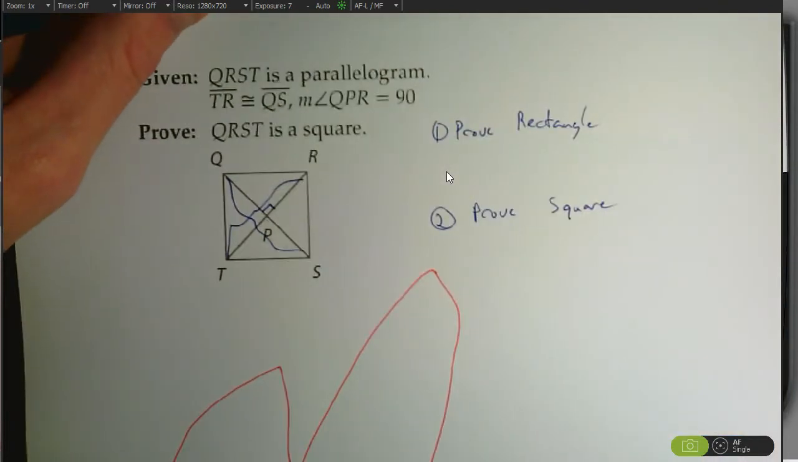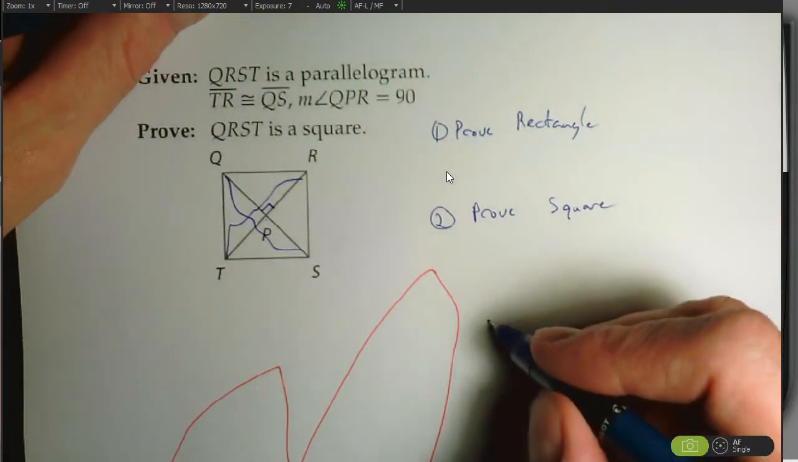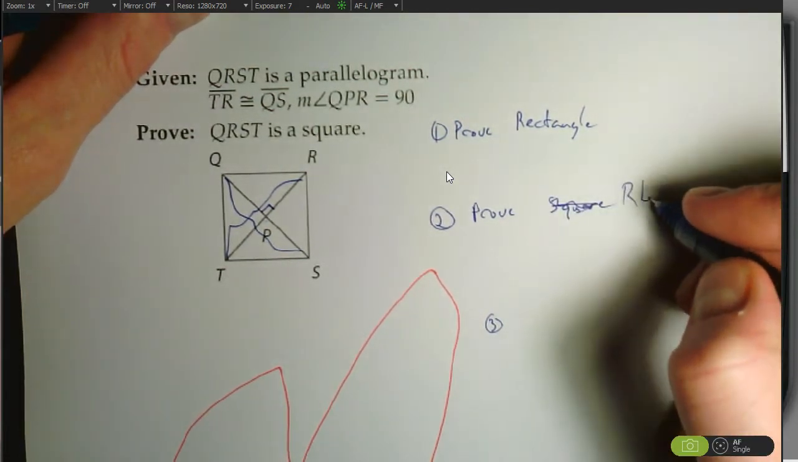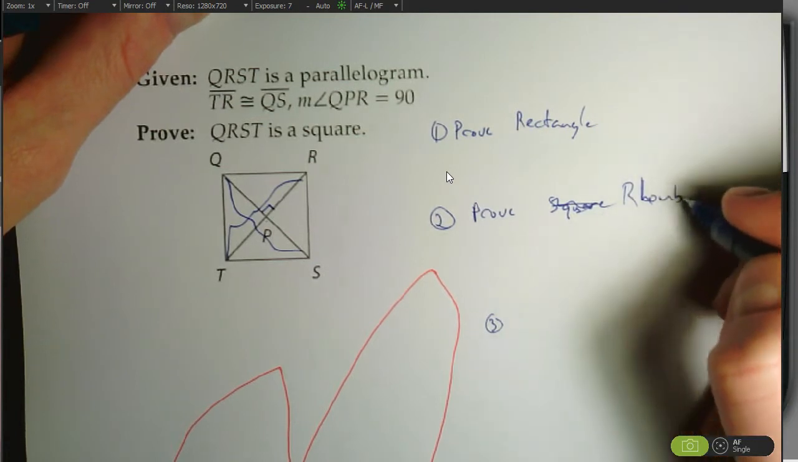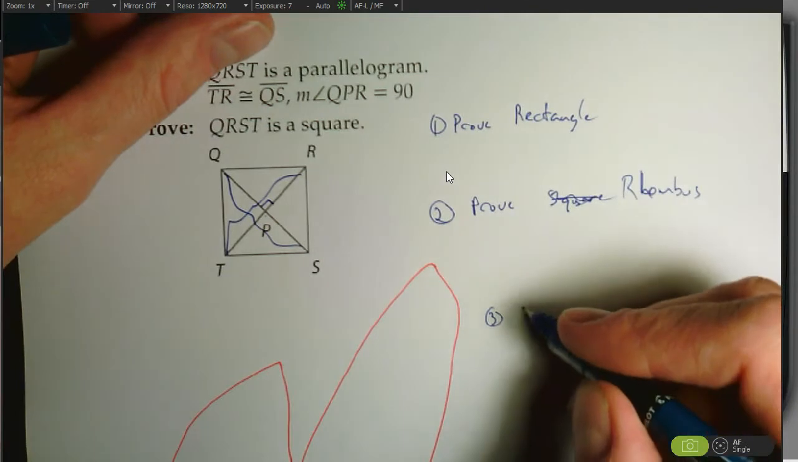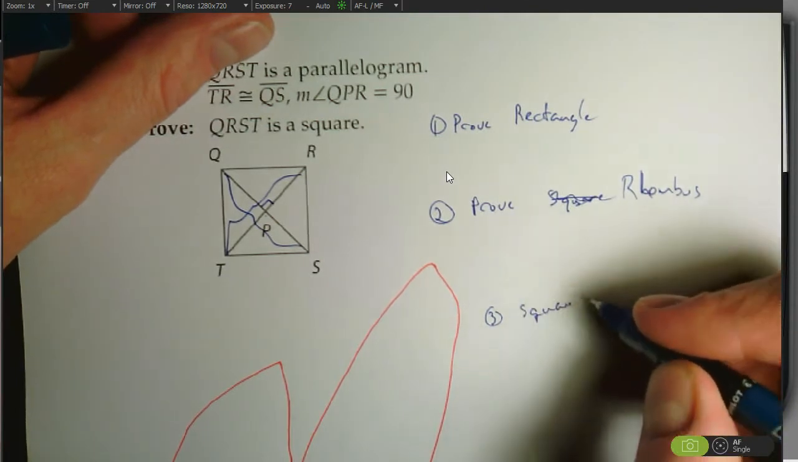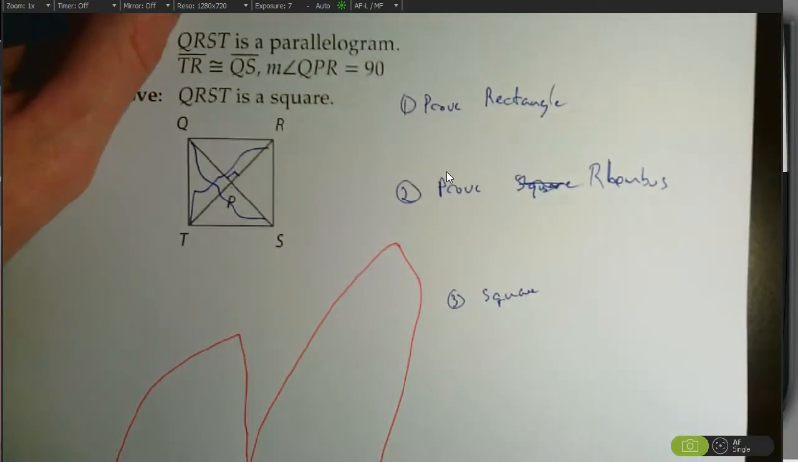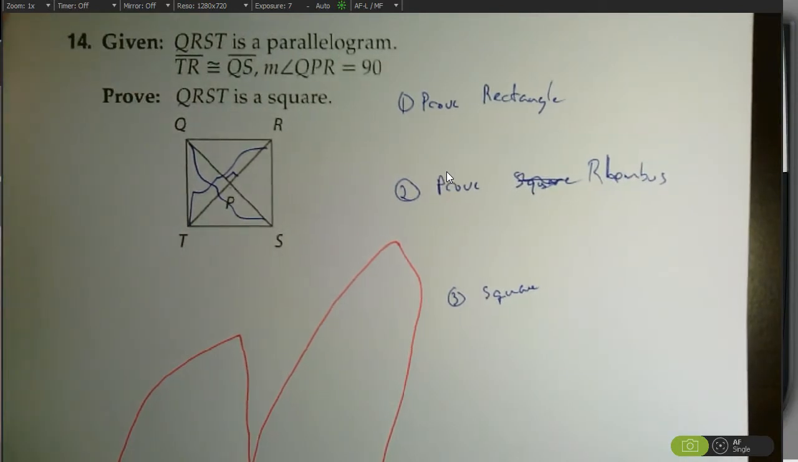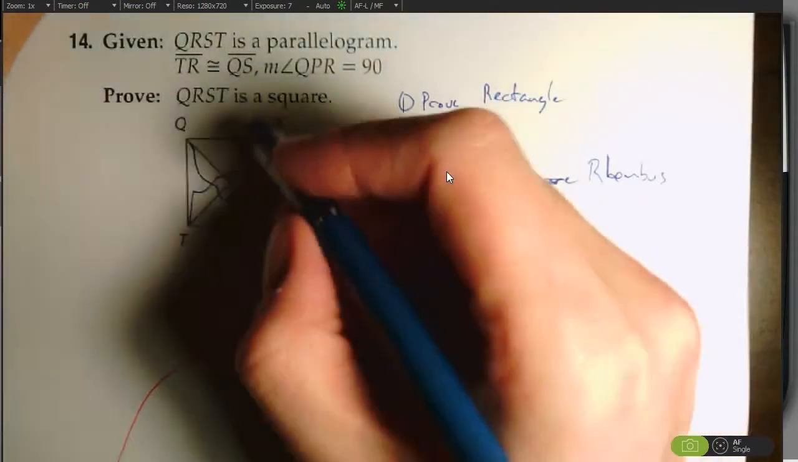And if we do that, then we can say, hey, it's a square, prove it's a rectangle, prove it's a rhombus, excuse me. And then once we know it's a rectangle and a rhombus, we can say it's a square. So I'm not putting this in the two-column proof form just because I'm trying to keep this video shorter, but that's our general process for this. We can prove it's a rectangle pretty easily.